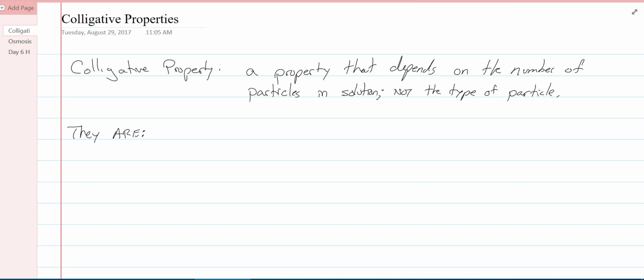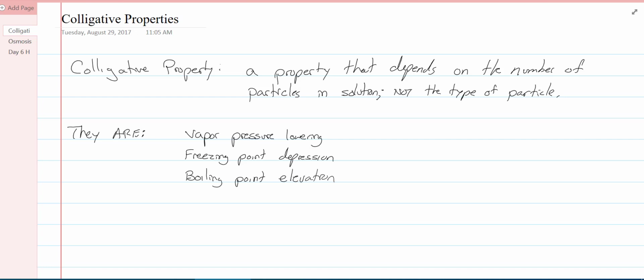Okay, and what are these properties? It's vapor pressure lowering, it is freezing point depression, it is boiling point elevation, and osmotic pressure. I spelled osmotic wrong.